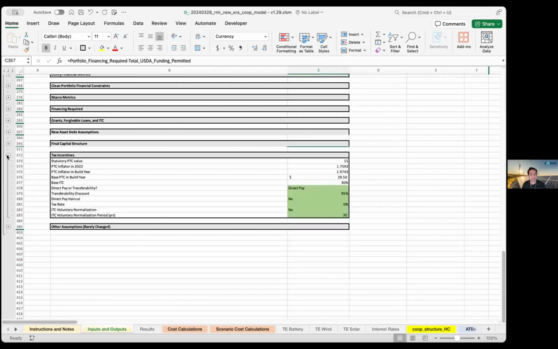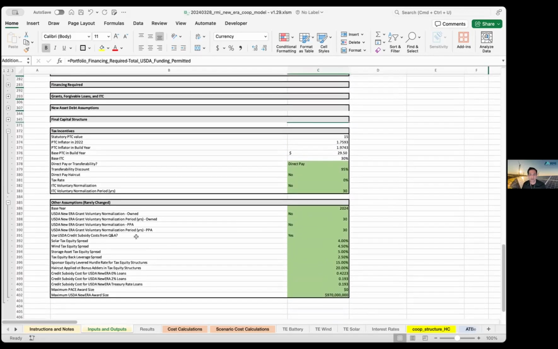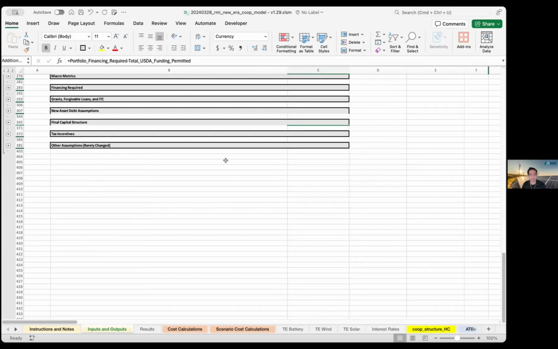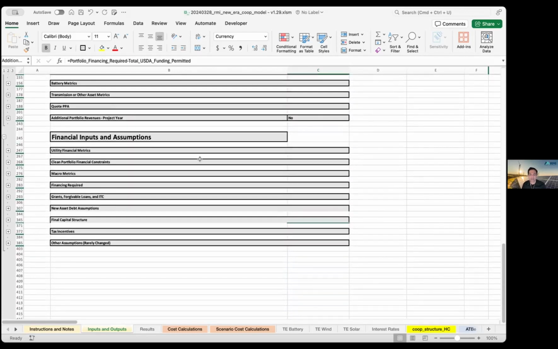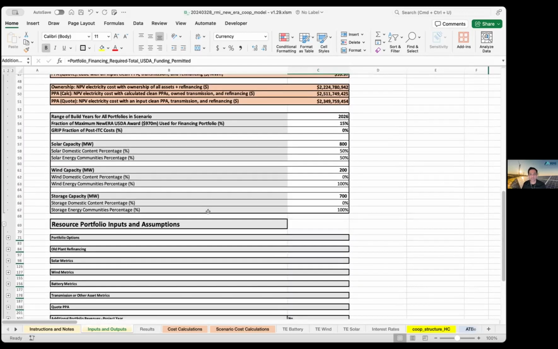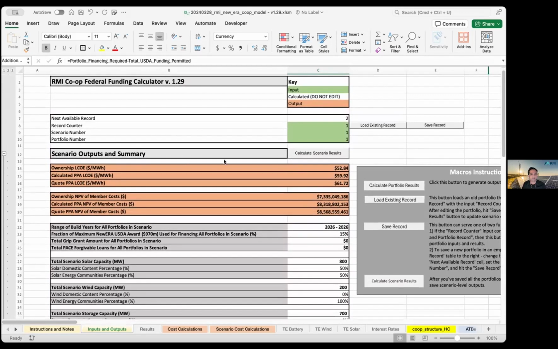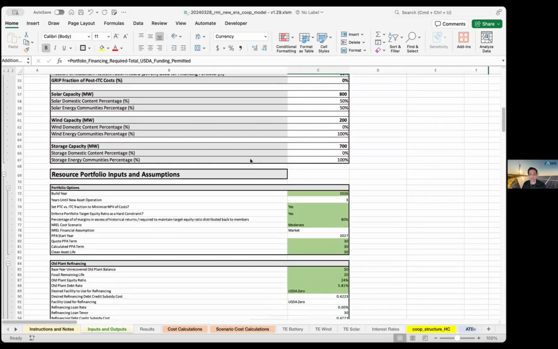Now, we will note that there are some other assumptions here on tax incentives and other assumptions that you can also play around with, but these are assumptions that are generic for all tax incentives and about the way that we calculate certain PPAs. And we suggest that you generally leave these closed and do not alter them moving forward.